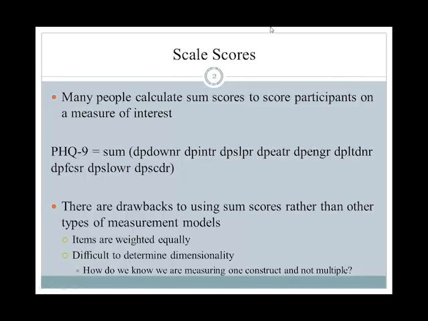But there are drawbacks to using this type of a measurement model, and one of the big drawbacks is that the items are weighted equally. So this isn't the case with the PHQ-9, but imagine another type of depression inventory where one item is I cried in the last week, and then another item is I attempted suicide in the last week. Those two items shouldn't be given the same weight because they're different indicators of depression. One's more severe.